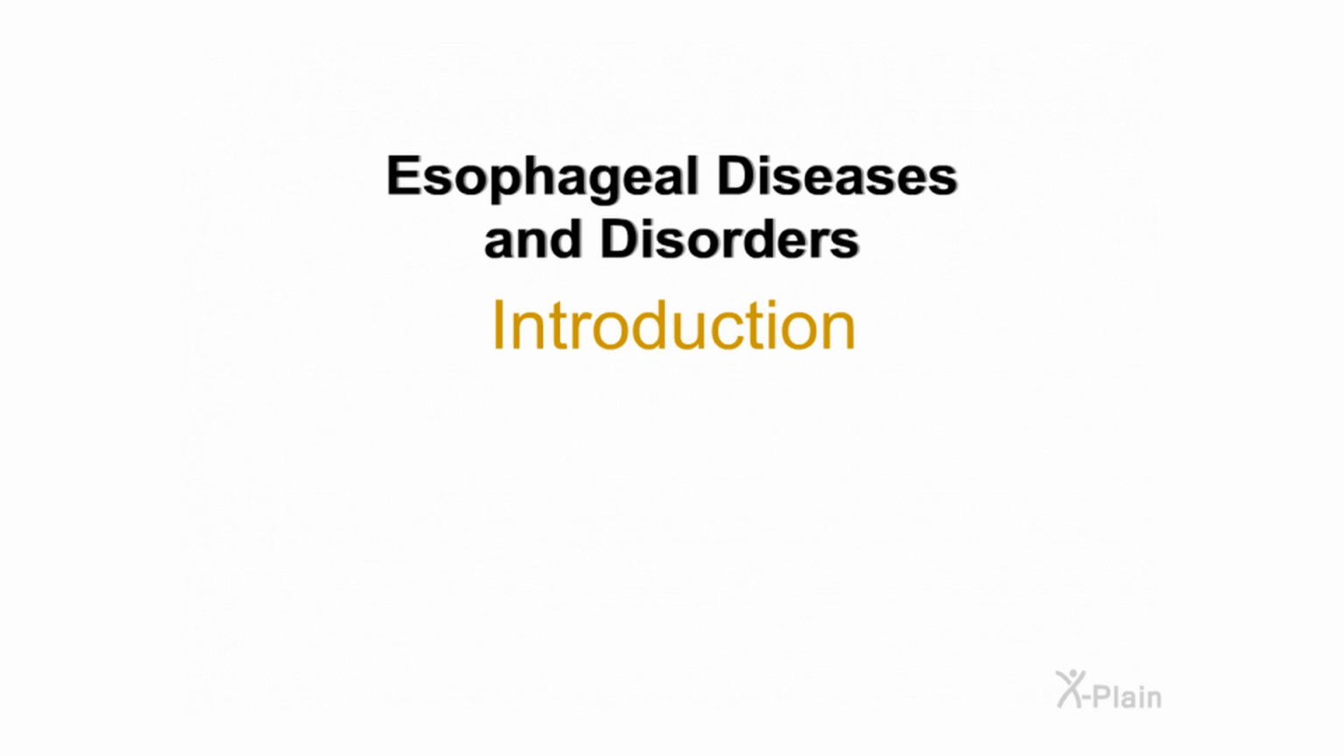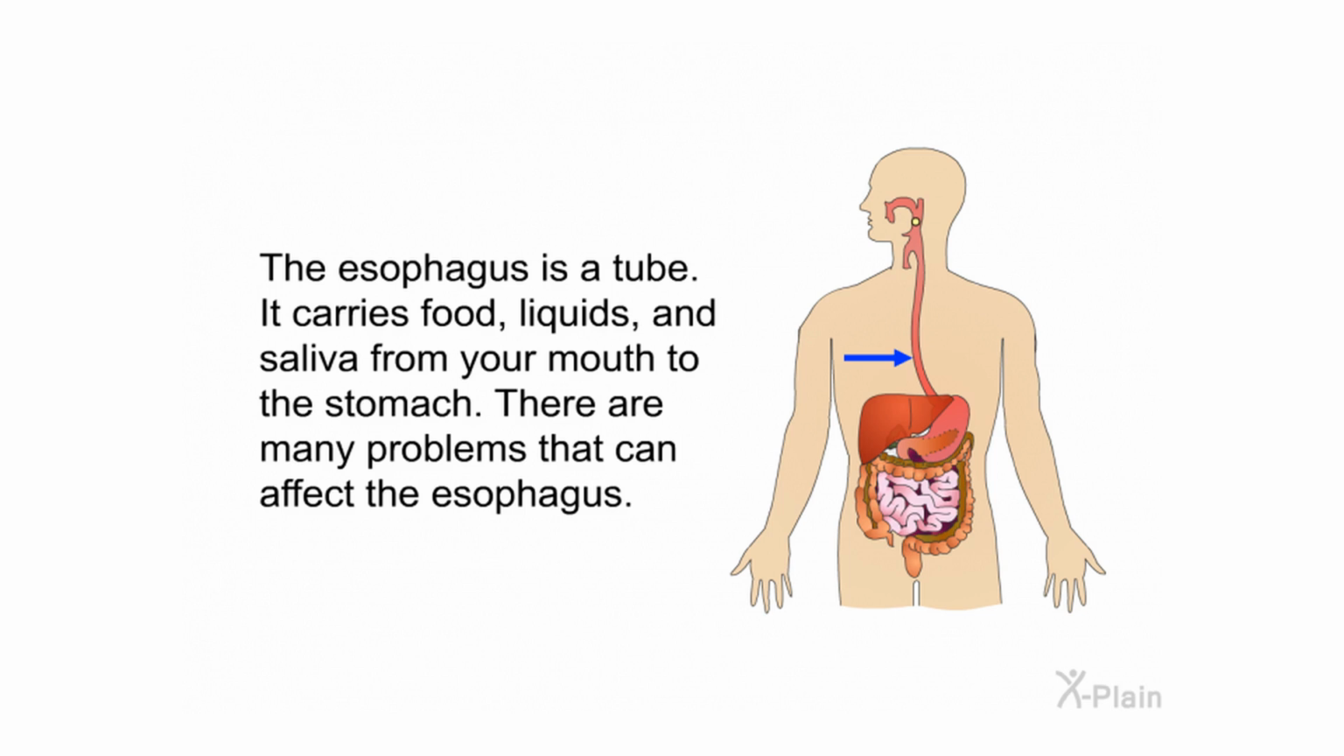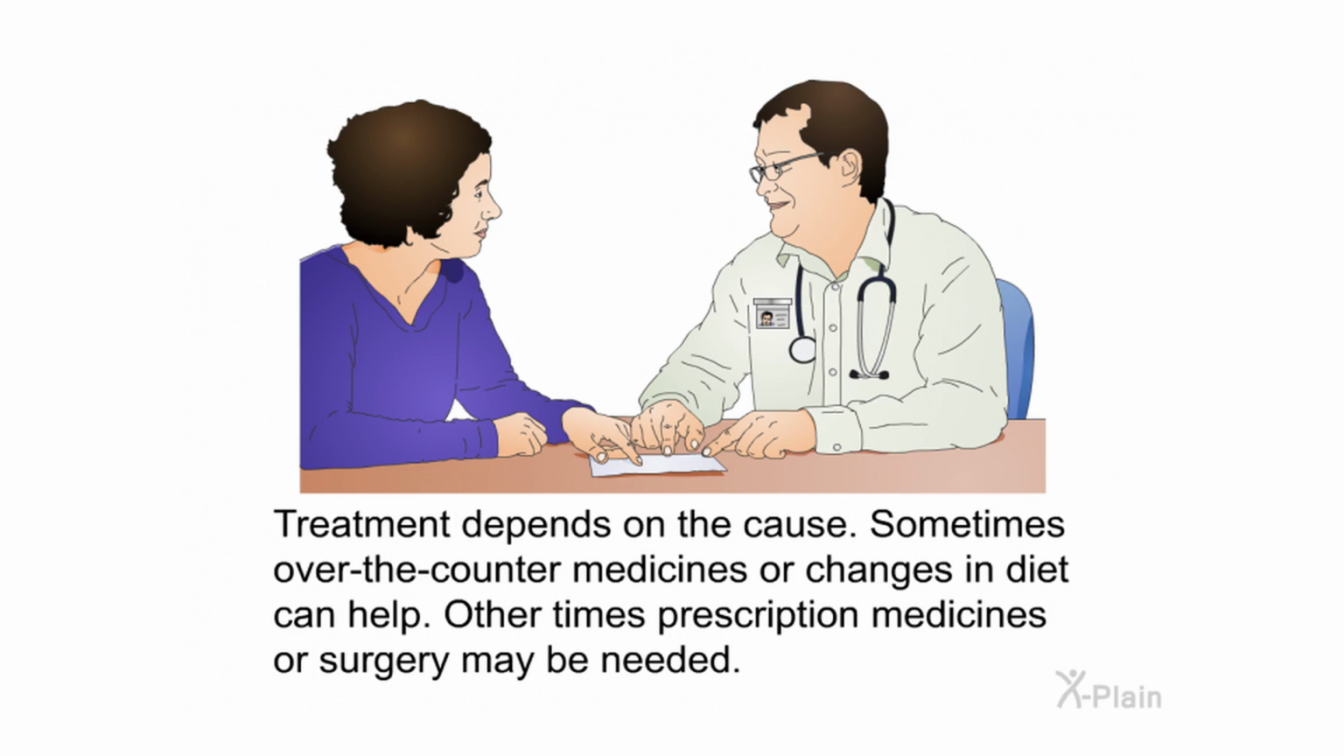Esophageal Diseases and Disorders. Introduction. The esophagus is a tube. It carries food, liquids, and saliva from your mouth to the stomach. There are many problems that can affect the esophagus. Treatment depends on the cause. Sometimes over-the-counter medicines or changes in diet can help. Other times, prescription medicines or surgery may be needed.